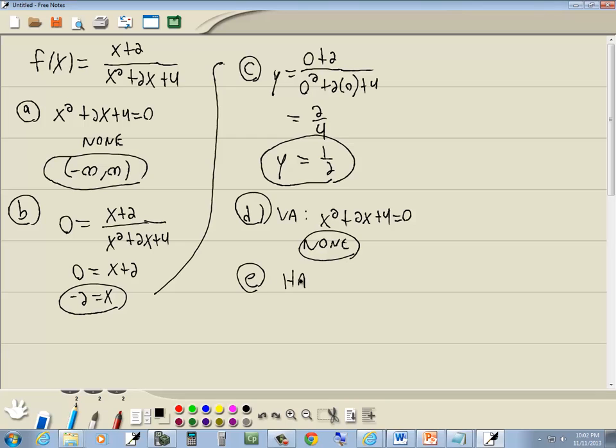Now E, horizontal asymptote. Degree is the largest power of x. Your degree of the top is 1, degree of the bottom is 2. If your degree of the bottom is larger than the top, then that means your horizontal asymptote is y equals 0. Slant asymptote: you only have a slant asymptote if your degree of the top is exactly 1 larger than the bottom, which is not the case, so there is none.